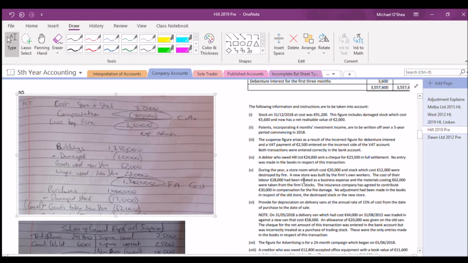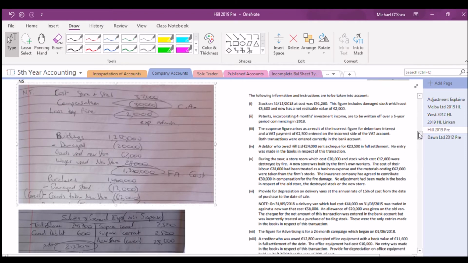The cost of the labor, 28,000 for the new store, had been treated as a business expense. So they had treated it like they had basically purchased something for the business, and the material for the firm's labor force, so the wages. And the second part, the materials costing 62,000, were taken from the firm's stock. So again, they're treated as a form of business expense here. The insurance company agreed, no adjustment had been made.